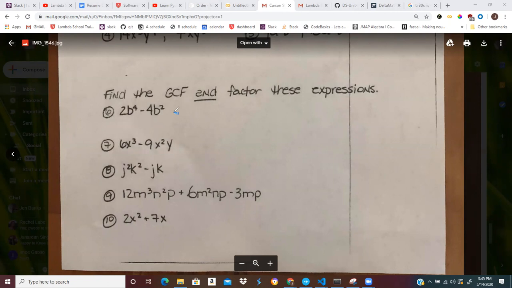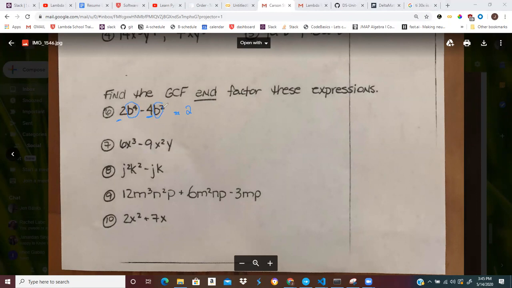If you want to find the GCF for this one, the easy part is you just look at the numbers first, the coefficients, and what's the biggest number that can divide 2 and 4? That would be 2, right? And then look at your variables, the b to the 4th and b to the 2nd. The GCF will be the one with the lowest exponent.